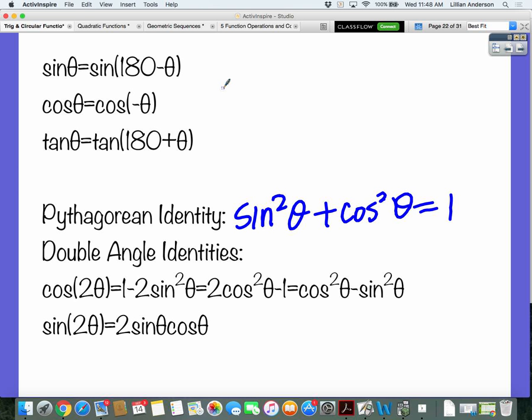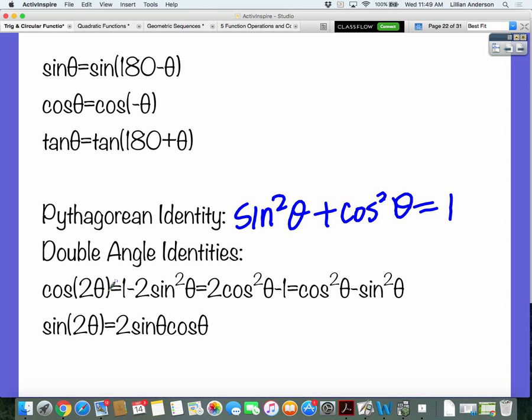Then you got your Pythagorean identities, which is sine squared theta plus cosine squared theta equals 1. Do realize that those can be manipulated to being sine squared theta equals 1 minus cosine squared theta, and of course cosine squared theta equals 1 minus sine squared theta. So do realize that this original identity can be adjusted and altered.